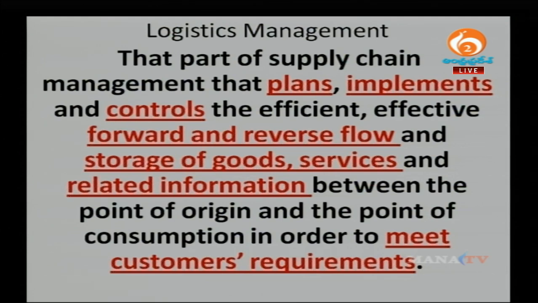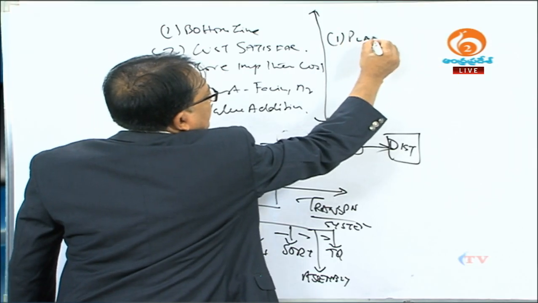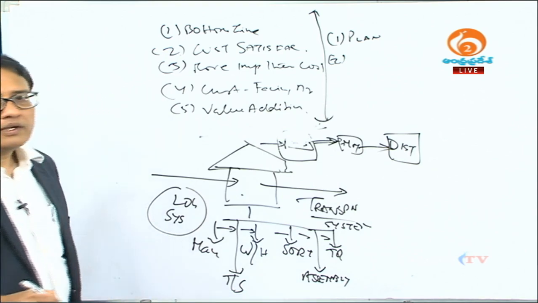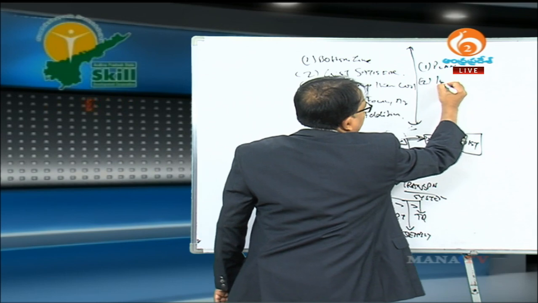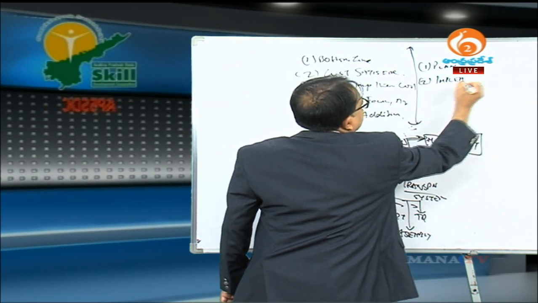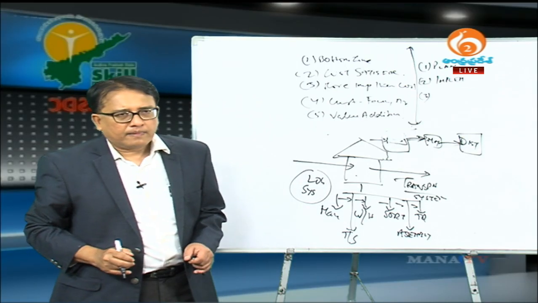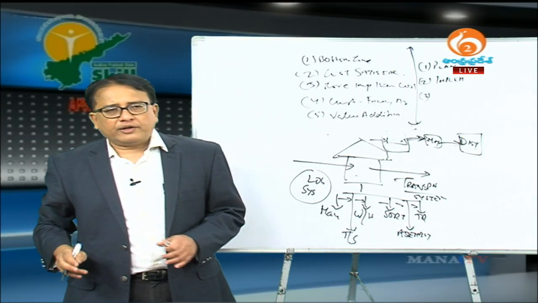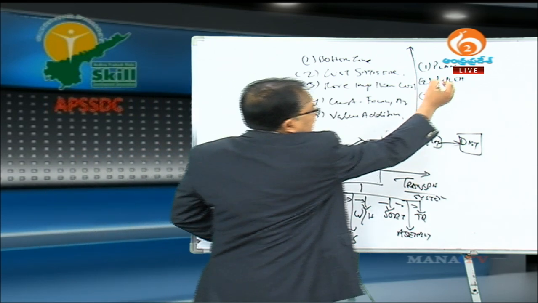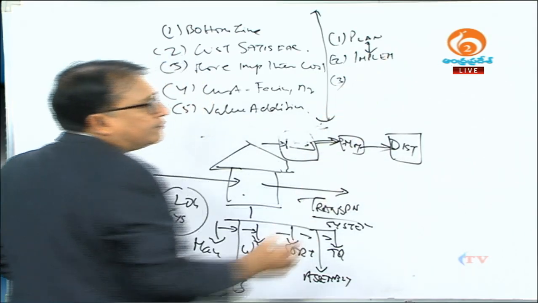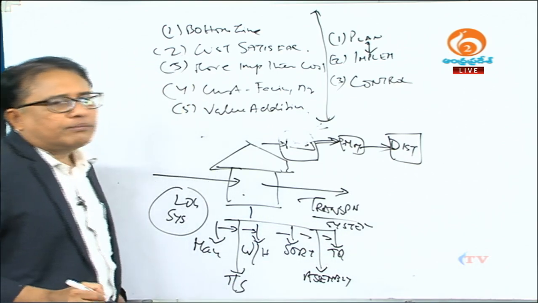So, what is this management all about? It is about planning. After plans have been made, the plans need to be implemented, and there should be a regular control, a regular follow up, a regular check as to whether this implementation is going as per plan. So, there has to be a control on the overall management.